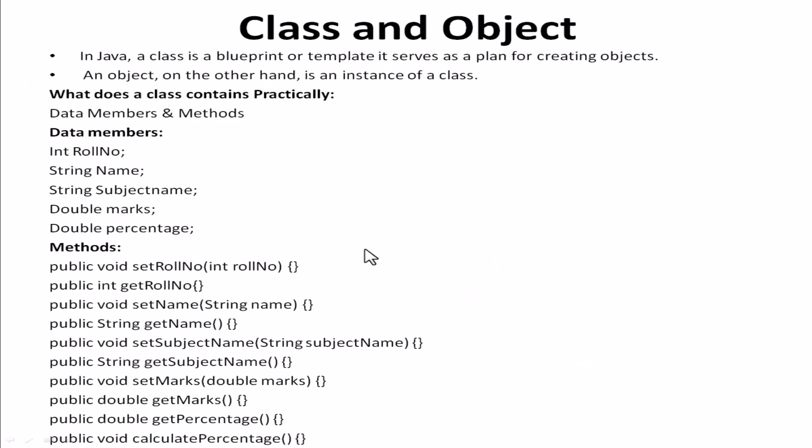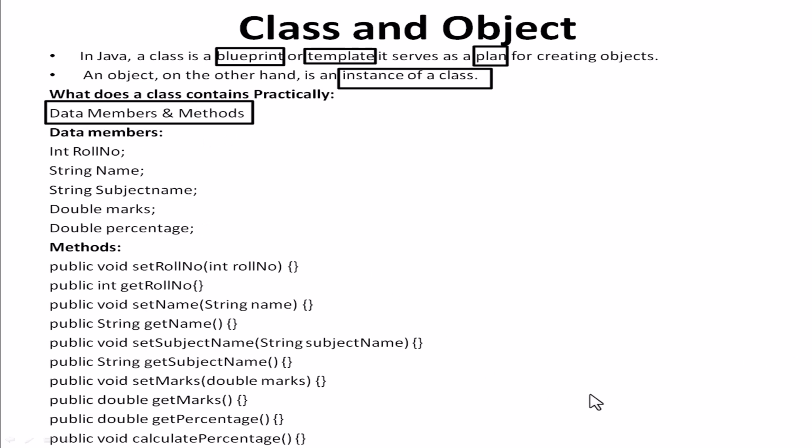So basically, a Java class is defined as a blueprint or a template. It serves as a plan for creating objects. An object, on the other hand, is an instance of a class. So what does a class contain practically? It contains data members and methods.